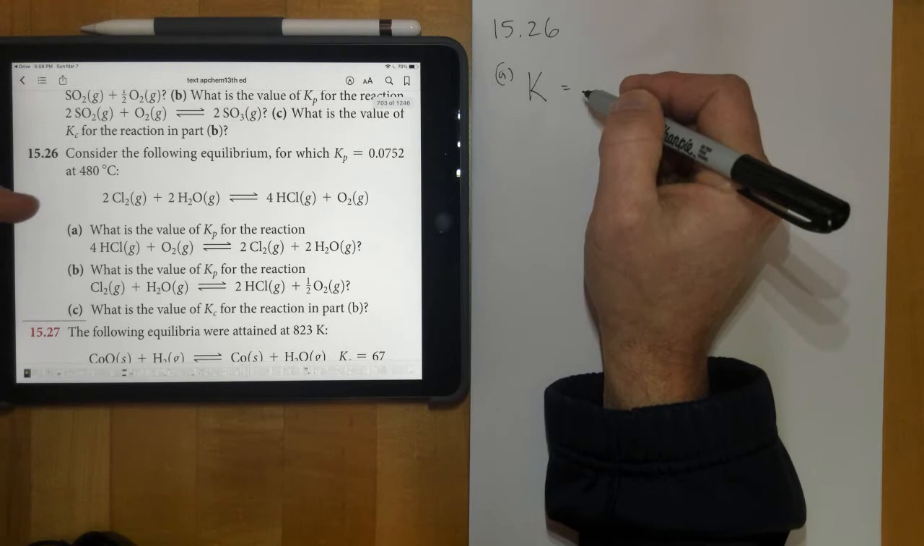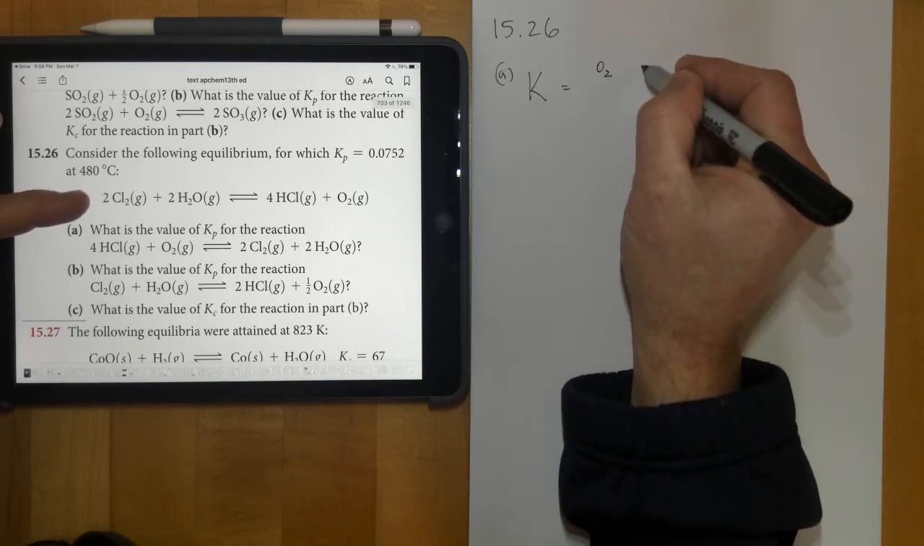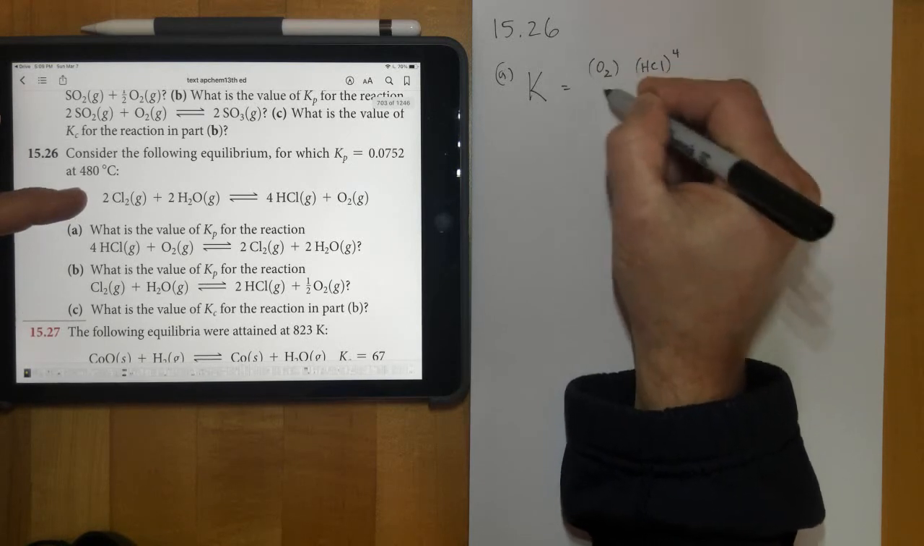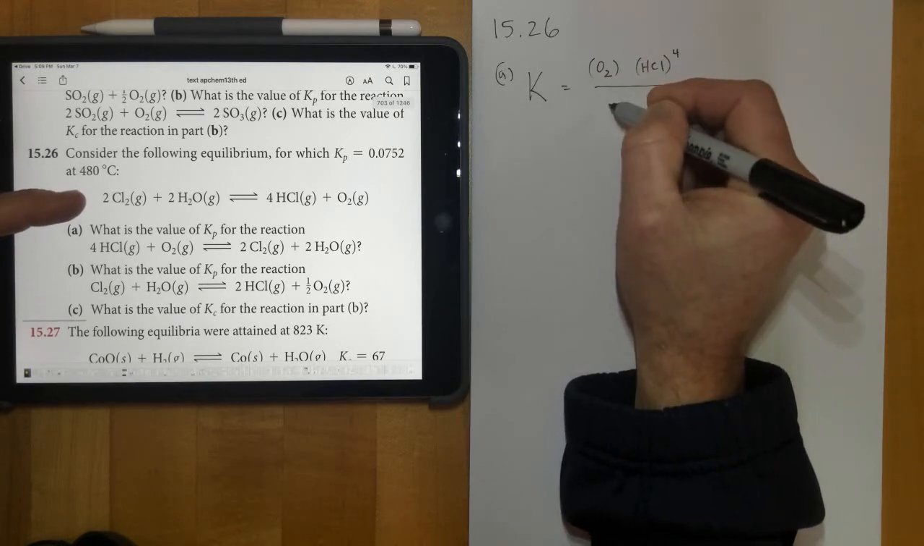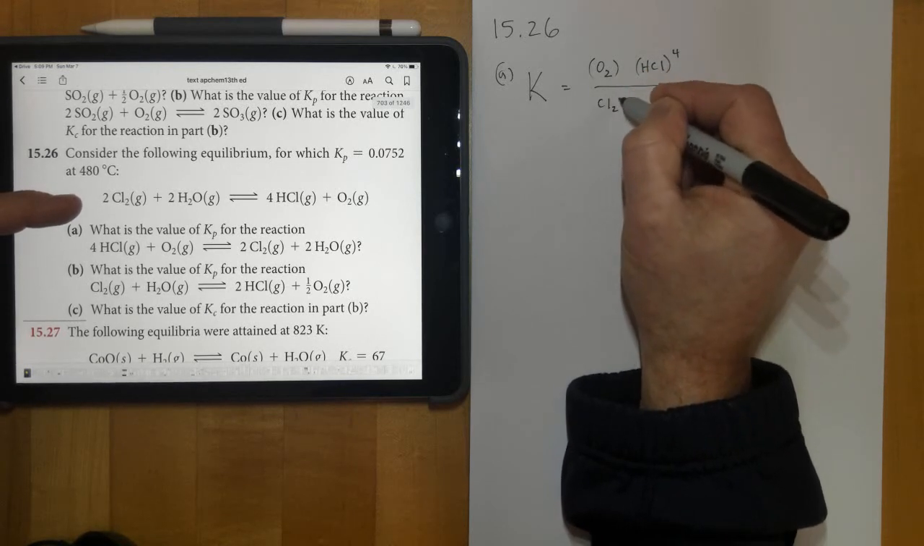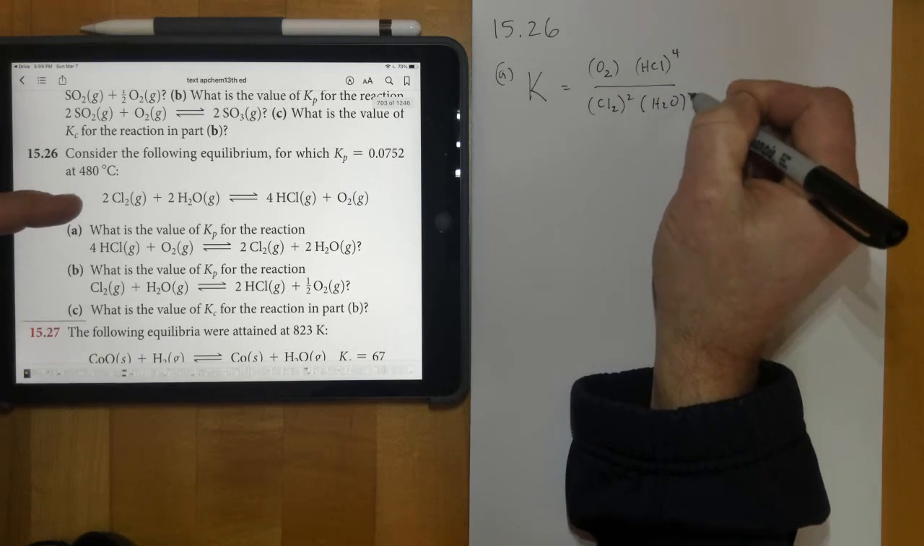And so when you do the backwards of the reaction, let's just take a look at what happens to the equilibrium constant. For this one, the equilibrium constant would have been O2 times HCl to the fourth power. I'll just put it in parentheses here because it's easier to draw than brackets, and we'll just say that these are the partial pressures. And then this would be divided by the reactants, and so that'd be Cl2 to the second power times H2O to the second power.